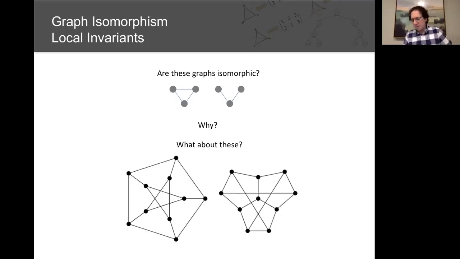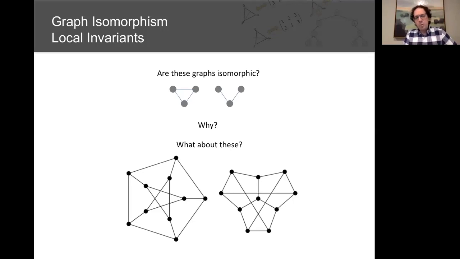Okay, now, what about these? Are these isomorphic? Now here, I'm not really asking you to sit down and do these. If you've seen this before, this is the famous Petersen graph in two of its famous drawings. And so they are indeed isomorphic. But if you didn't know that, how would you tell?